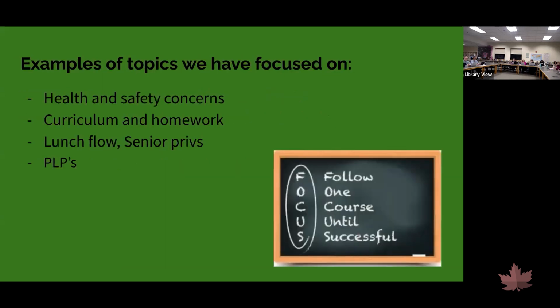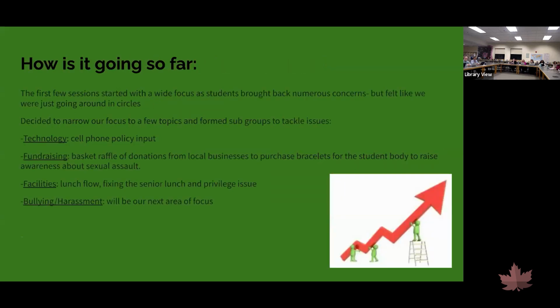Some examples of the topics that we have focused on and asked our advisories to bring back to the group are any health and safety concerns that they may have, curriculum and homework issues, lunch flow, senior privileges, PLPs, and issues regarding those and how they can be improved or gotten rid of completely, something along those lines. How it's going so far.